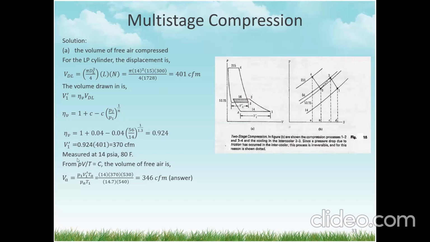Now, measured at 14 psia and 80 Fahrenheit, since free air is required. From PV/T equal to constant, the volume of free air V sub A is equal to P sub 1 V sub 1 prime T sub A over P sub A T sub 1. No need for a conversion factor. 14 times 370 times 530 over 14.7 times 540 is 346 CFM. So this is now your answer, the volume of free air, since this is also the nominal rating of compressors.